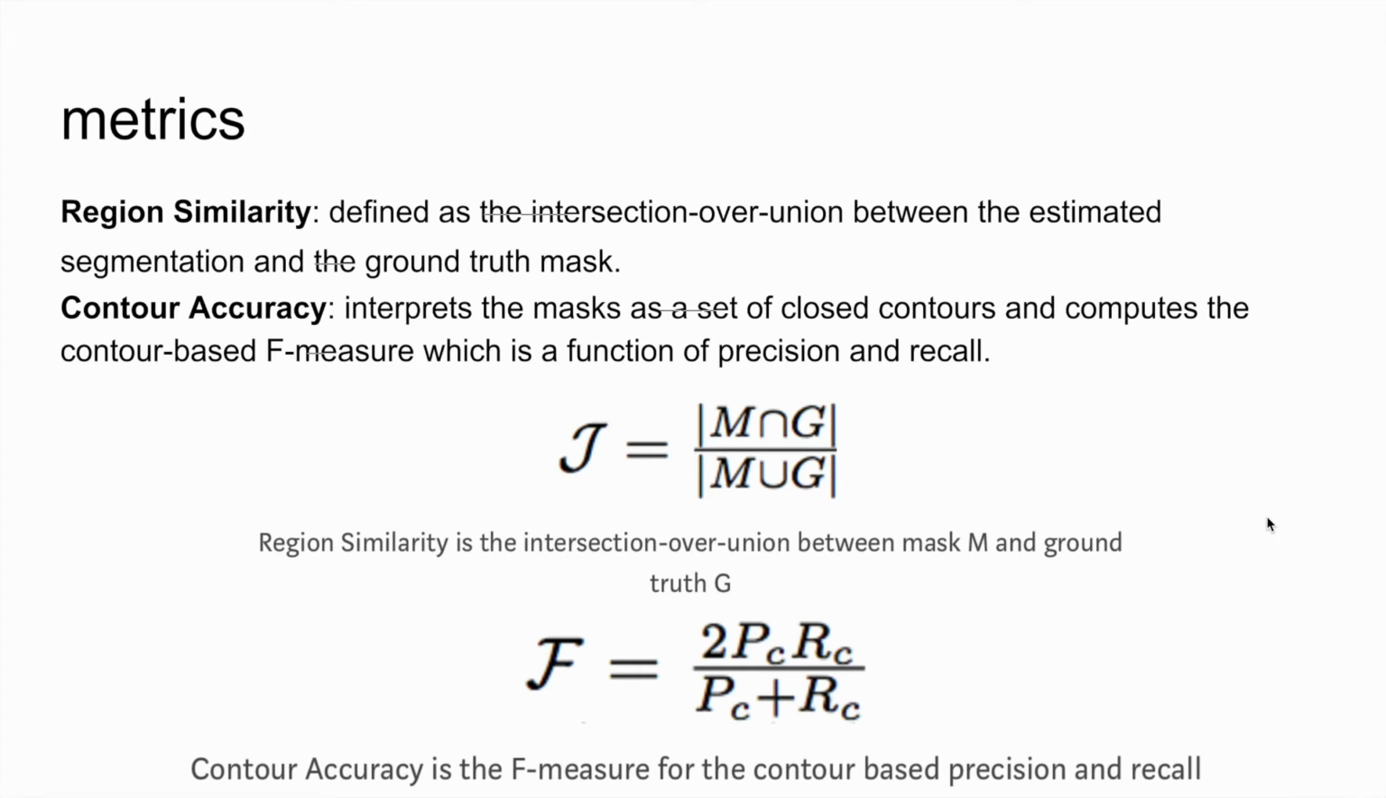Finally, before jumping into the papers, there's an important thing that I haven't covered yet: the metrics for measuring how well a network performs. The most popular two are region similarity and contour accuracy. Region similarity is defined as the intersection over union between estimated segmentation and the ground truth mask. And contour accuracy interprets masks as a set of closed contours and computes the contour-based F-measure, which is a function of precision and recall.